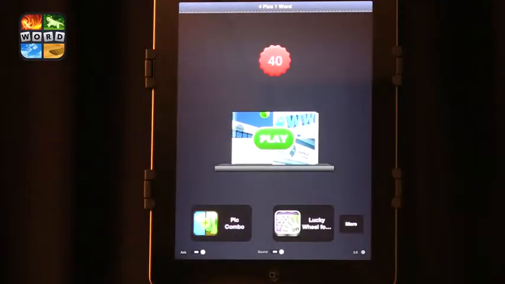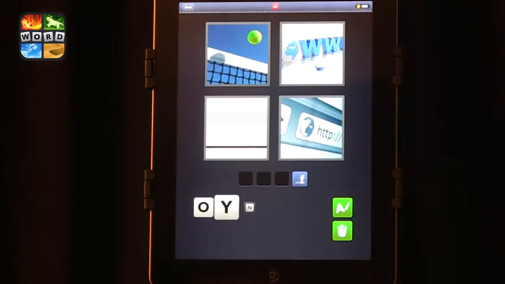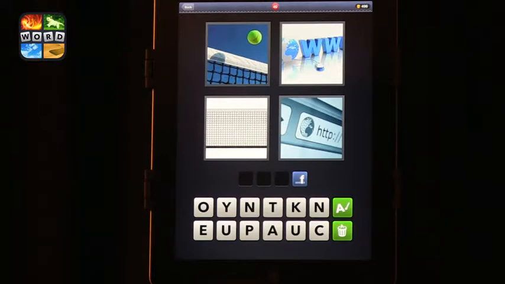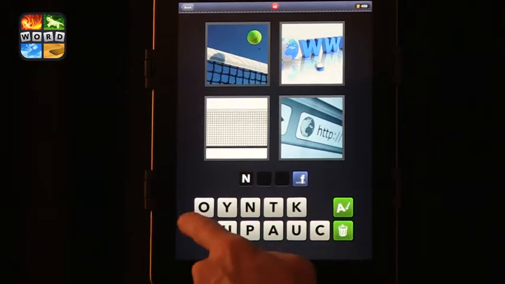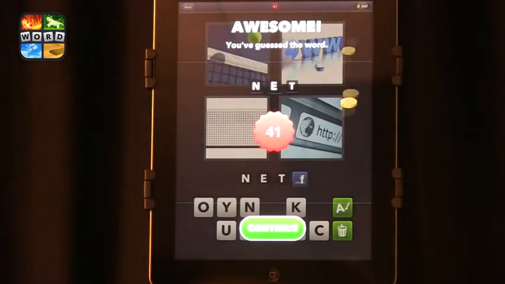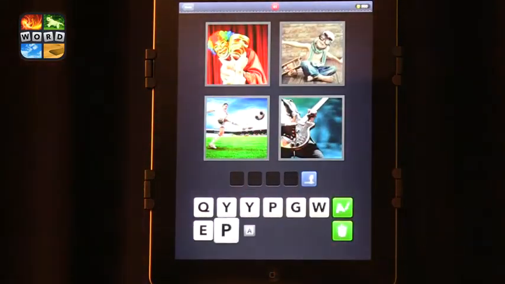The first one is called 4 Pics, 1 Word. This game shows 4 different pictures, and students, or you, the player, have to find out what the word common to all of them is, and spell it correctly, and they get points for it. So for example, in this case, the common denominator is net. And you get points and you can continue.